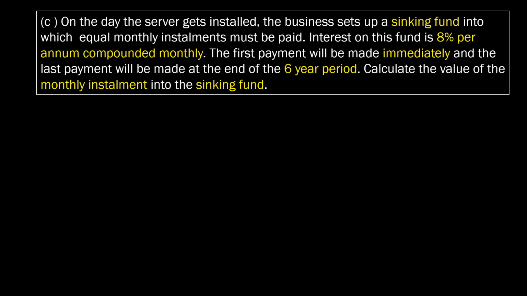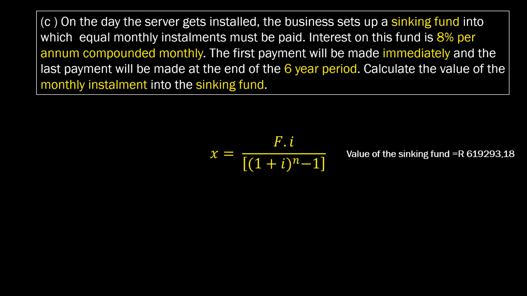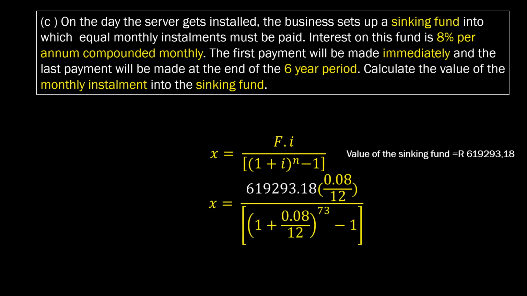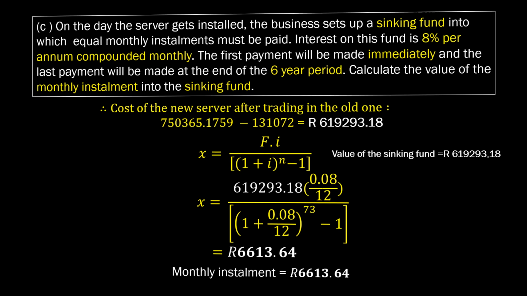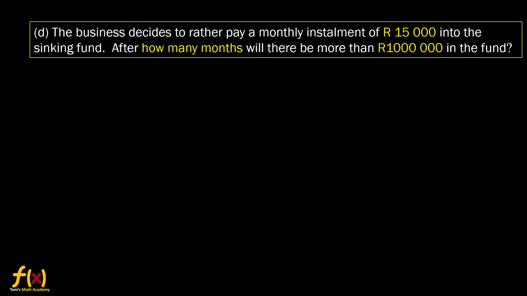Now, what is the next question? It is to calculate the value of the monthly installment into the sinking fund. So we must have the sinking fund, the difference, okay, and then you substitute that into the formula. We can calculate the monthly installment, that is 6,613.64. So monthly installment is 6,613.64. So that is a beautiful question.